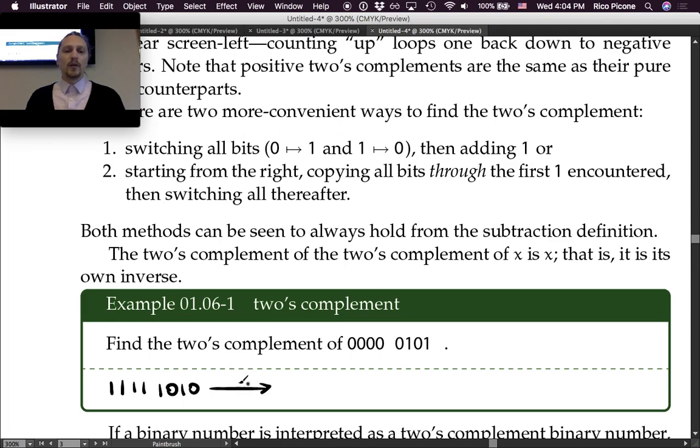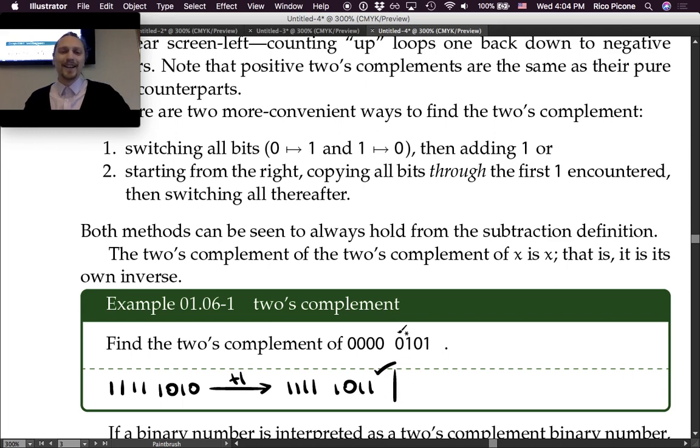Plus 1, and this bit just turns into a 1, right? So we get 1, 1, 1, 1, 1, 0, 1, 1. So that's our 2's complement. Well, we have enough space. Let's just do the other one too.